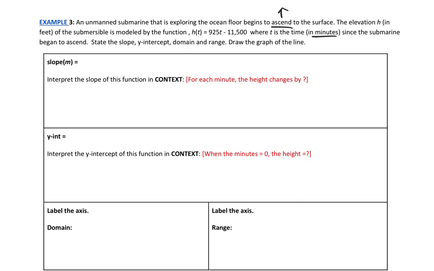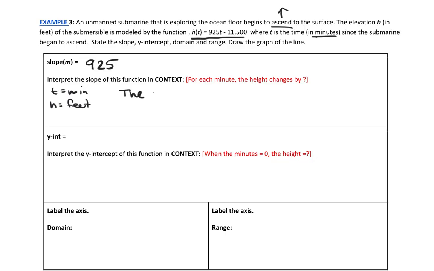Okay, let's see. So here is our equation. So what's the slope? The slope is 925. Interpret the slope of this function in context. For each minute, the height changes by what? Okay, so we got to think about what's happening here. T is in minutes. The height is in feet. So for every minute that goes by, the submarine is rising by 925 feet. So that's what we have to say.